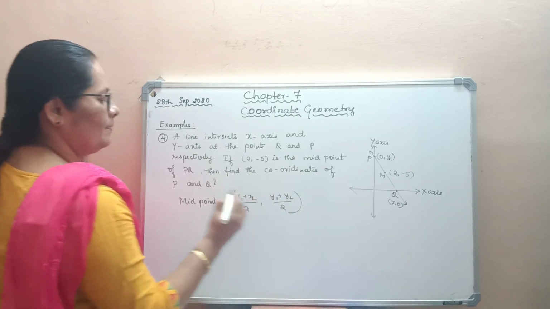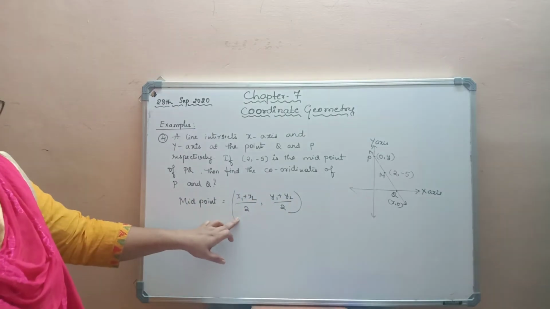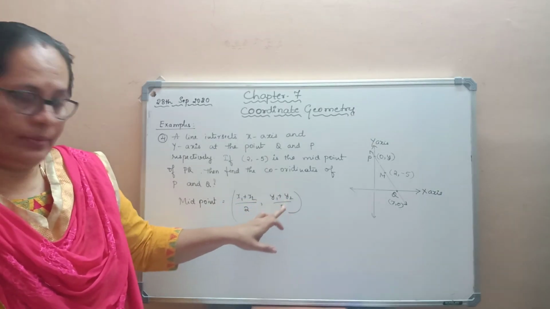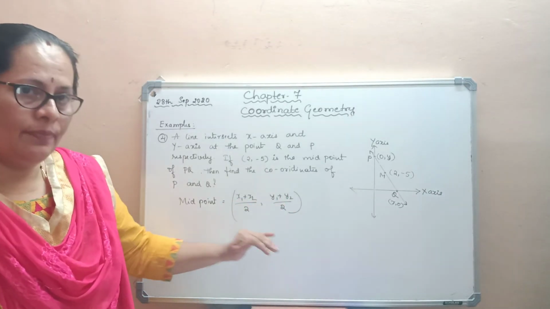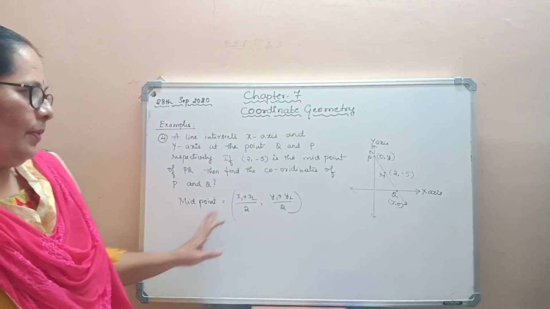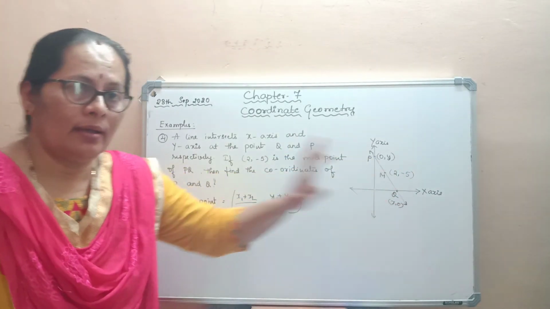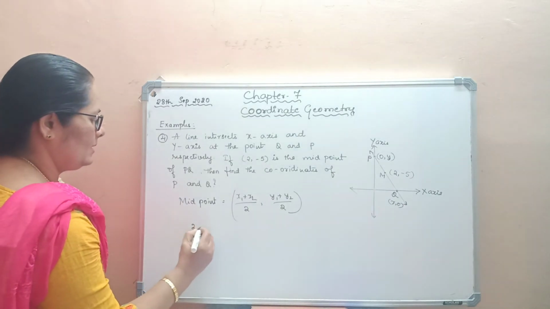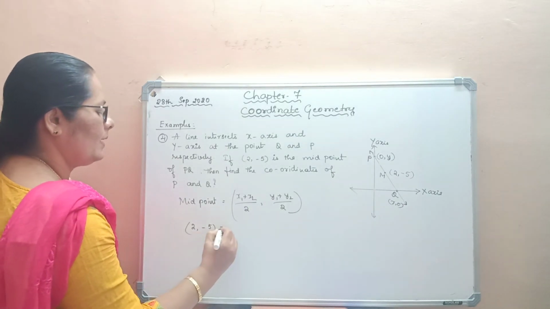So (x1 + x2)/2, (y1 + y2)/2. Using this formula we can find the midpoint. Now the midpoint is given as (2, -5).